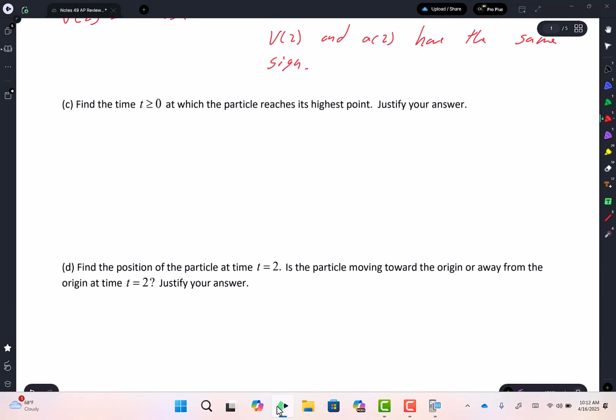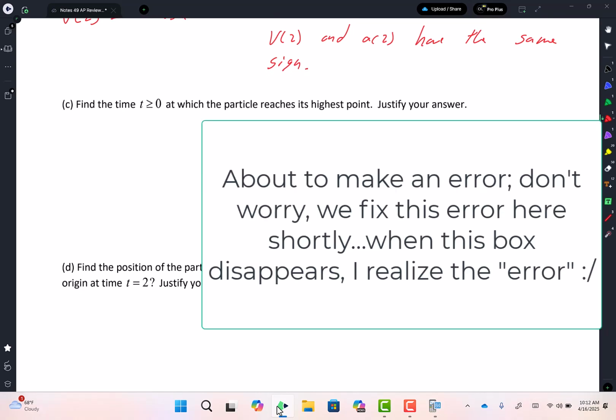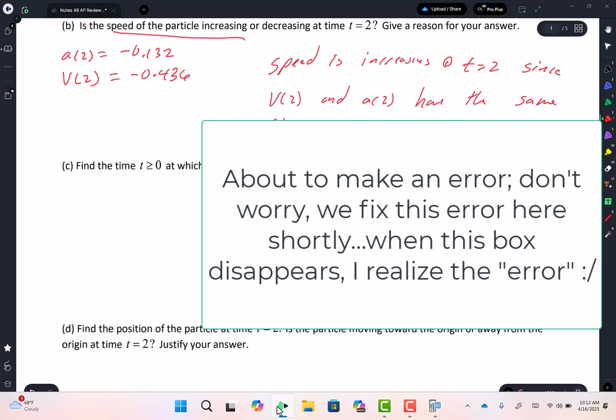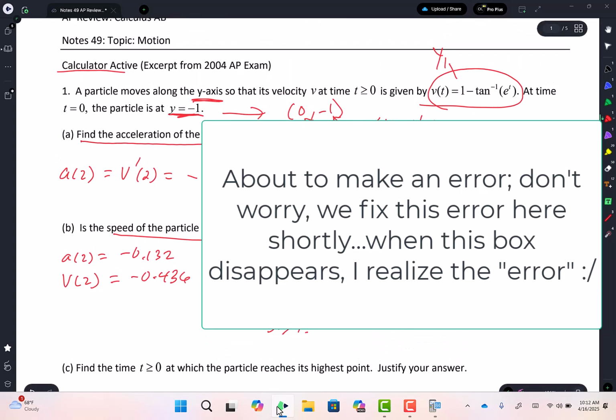Find a time t greater than 0 at which the particle reaches its highest point. Justify your answer. How do I do that one? How do I find out where the position reaches its highest point? It's like finding a max. So find where the derivative changes from what to what? Not any derivative, the derivative of position, which is velocity. So find where the velocity goes from positive to negative. So look, check it out, guys. You already have it in your calculator.